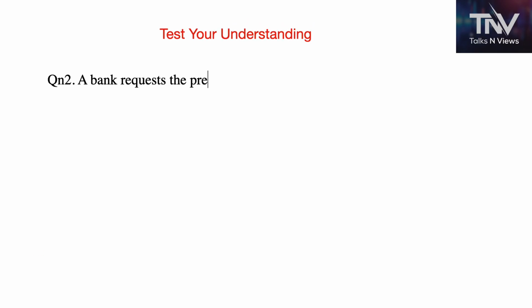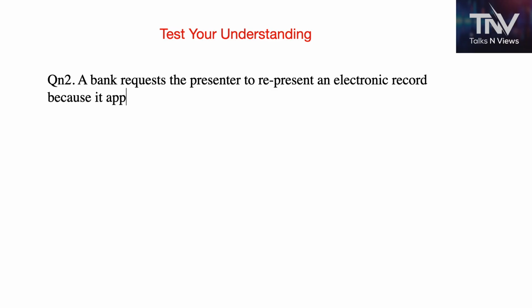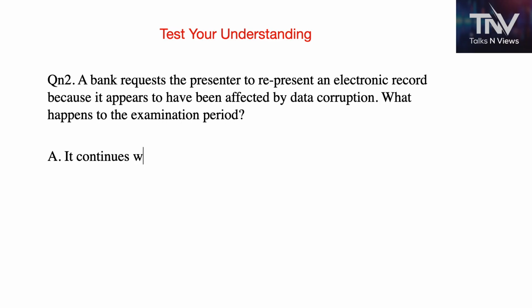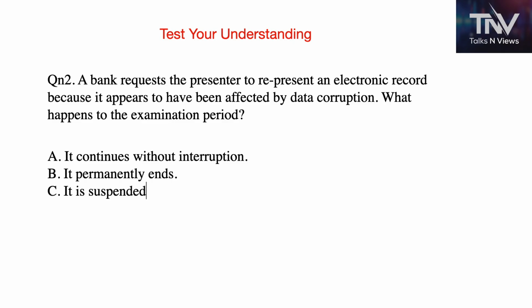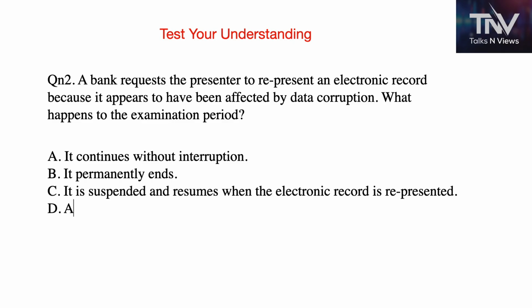Question 2. A bank requests the presenter to represent an electronic record because it appears to have been affected by data corruption. What happens to the examination period? A. It continues without interruption. B. It permanently ends. C. It is suspended and resumes when the electronic record is represented. D. A new credit must be issued. Answer: C.